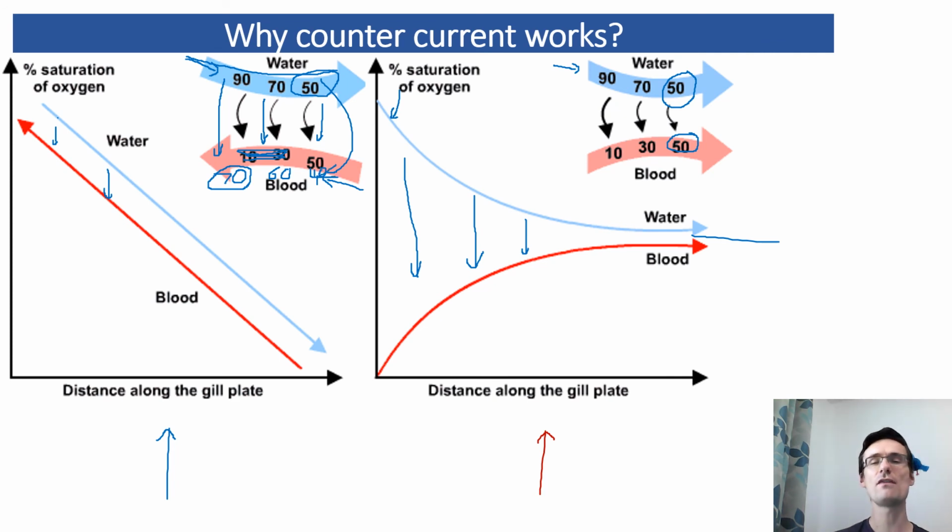So diffusion of oxygen is maintained because of the countercurrent flow system, because there is always more oxygen in the water than there is in the bloodstream, as there is a higher concentration of oxygen in the water and a lower concentration in the bloodstream. The diffusion will always be maintained from a higher concentration to a lower concentration, thus making the system much more efficient and getting more oxygen in the bloodstream for the fish.